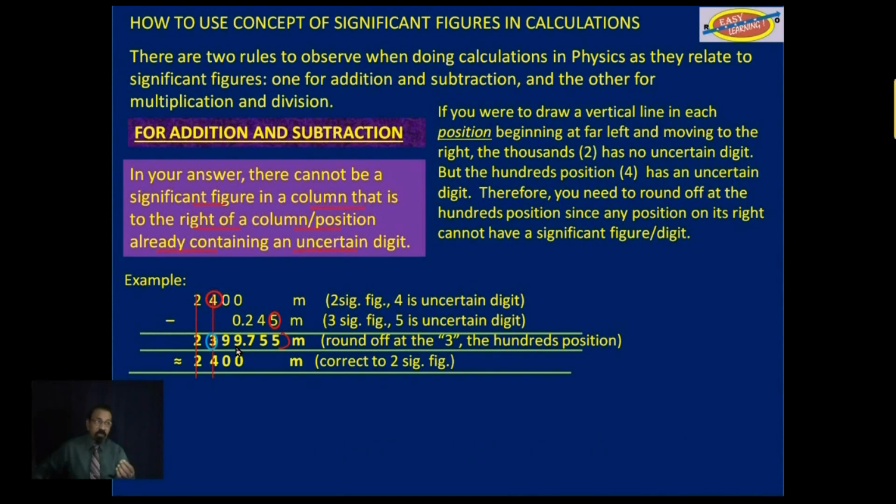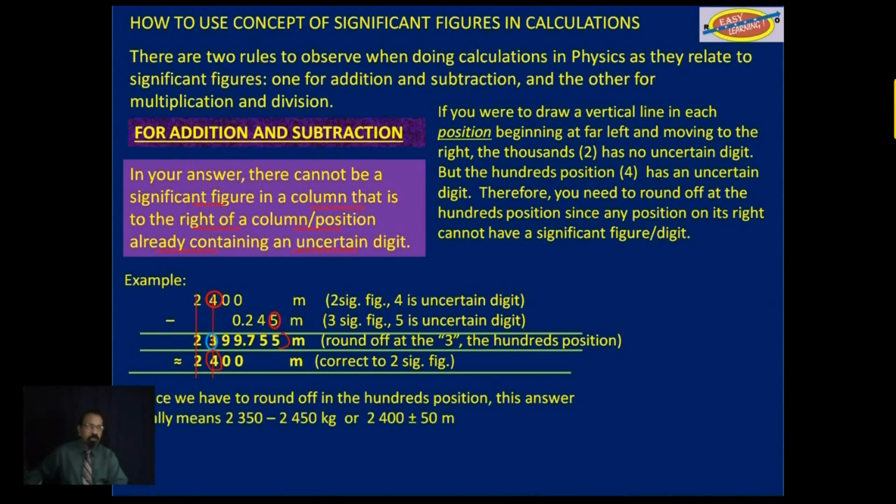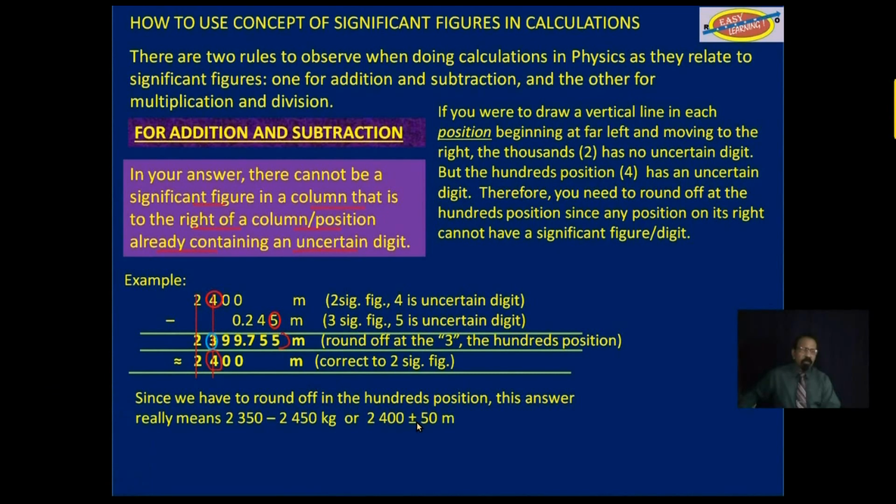2,399, is it closer to 2,300 or to 2,400? And of course, it is closer to 2,400, so you round it off to 2,400. But bear in mind, you are rounding off at the hundreds position, which means that your answer is really 50 more or 50 less, half of the hundreds position. So 2,400 plus or minus 50 meters, that will be the correct answer.